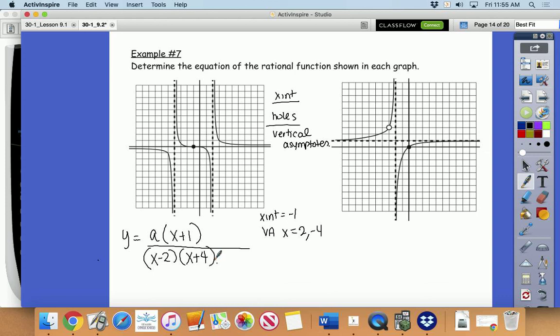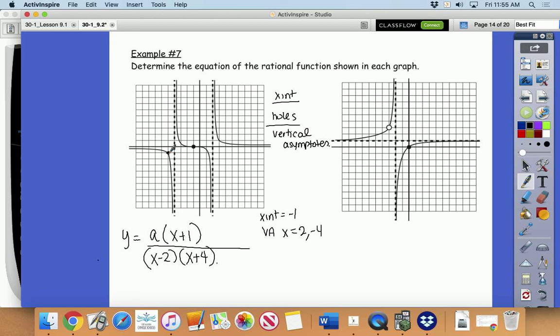The last thing we need to do is solve for the A value, which is a possible stretch that could make our graph look like this. So we need to insert a point that is given. For example, do you see how there is a point at -5 and -1? I always like to use points other than your x-intercept and your vertical asymptotes.